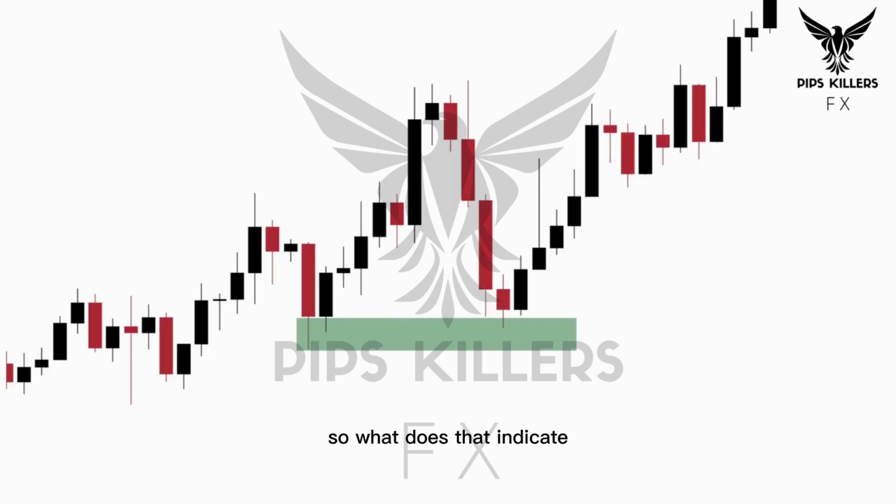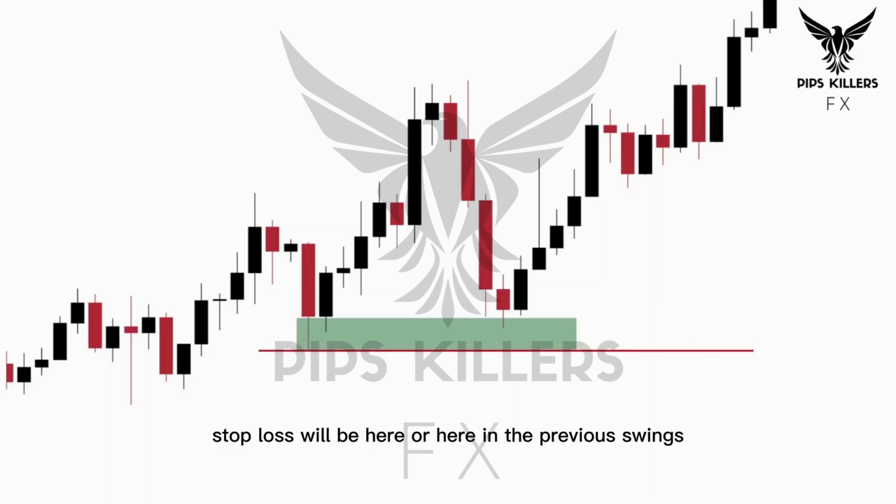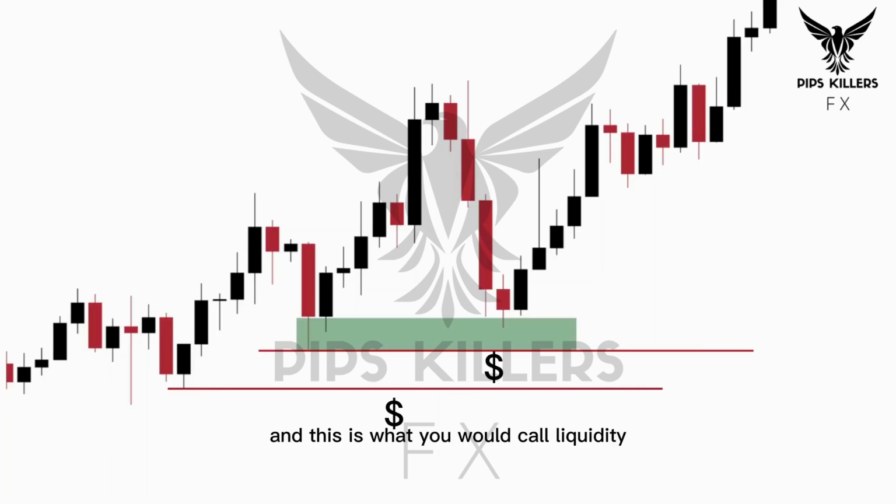So what does that indicate? That indicates that price was purchased at this area. And if retail traders purchased this price alongside the institutions, where would the stop losses be? Stop losses would be here or here in the previous swings. And this is what you would call liquidity. These areas will eventually be attacked by price to absorb the stop losses.